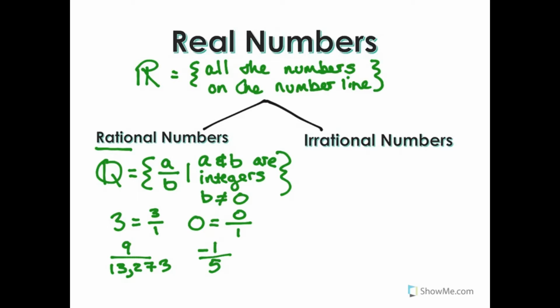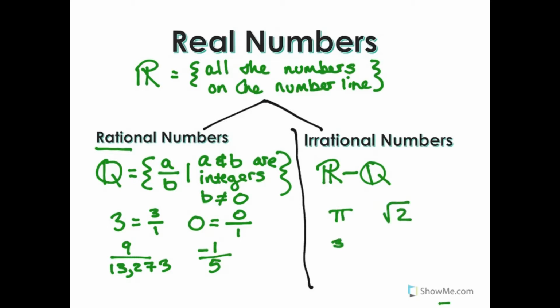But what about those decimals that don't terminate or repeat? Well, those are irrational numbers. They're all the real numbers that are not rational. Some examples are pi, square root of 2, cube root of 7. Those result in decimals that go on forever and don't repeat.